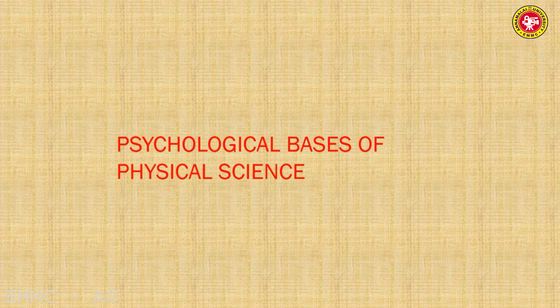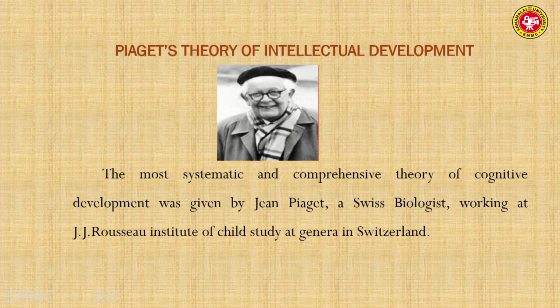Next, psychological basis of physical science. This is one of the important headings in teaching of physical science, because psychological basis is essential for the teaching learning process. So we can see the topics one by one. In the first one, Piaget's theory of intellectual development.